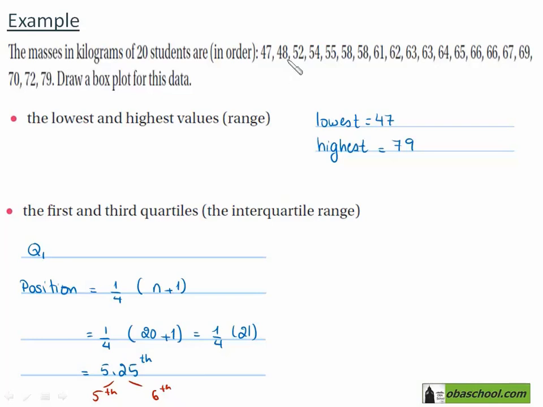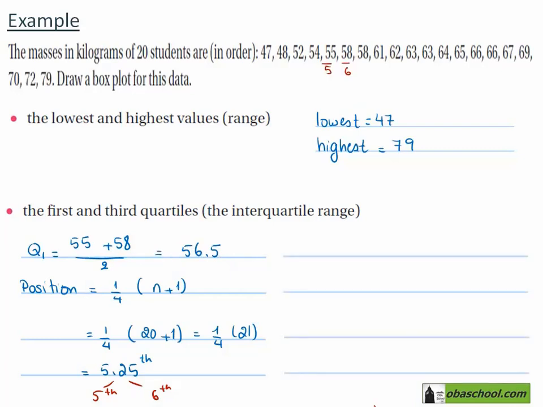Now, to calculate that, you need to extract the fifth, which is this one, 55 and 58 for the sixth. Now, Q1 is basically their average, which is 55 plus 58, all divided by 2. And so that would be 56.5. So 56.5 is Q1. Now let's go ahead and find Q3.